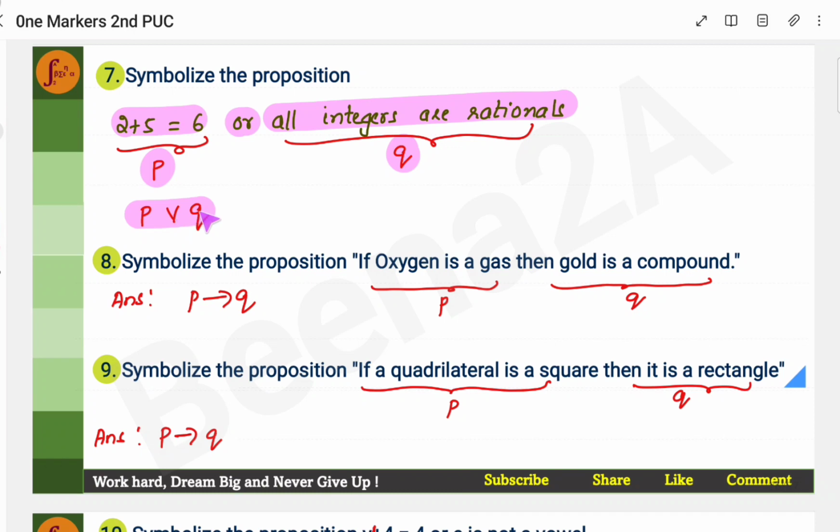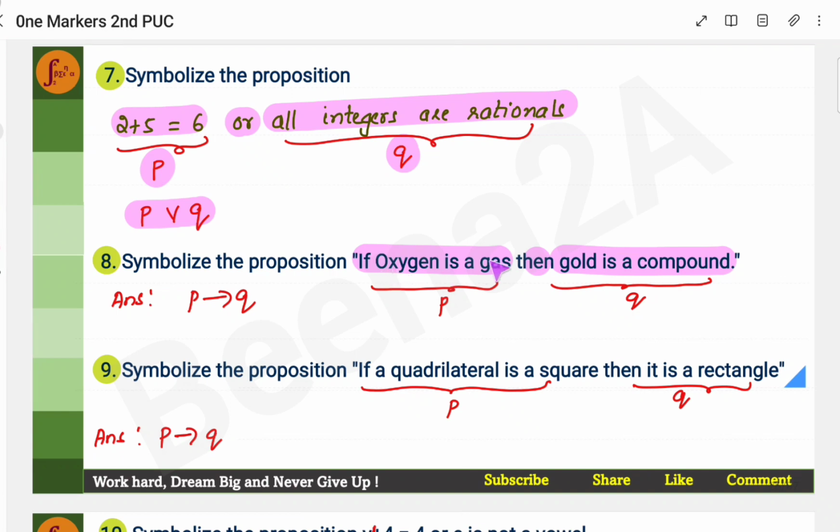That's all, P or Q. Next one, symbolize the proposition: If oxygen is a gas, then gold is a compound. Now, first thing is, how do you split the propositions? You should never include if, then, or, and. Those should not be included.